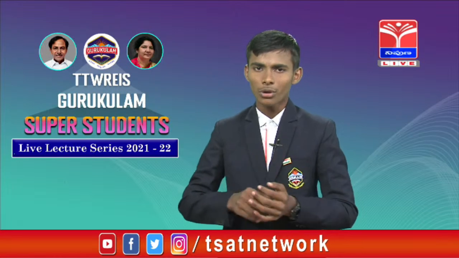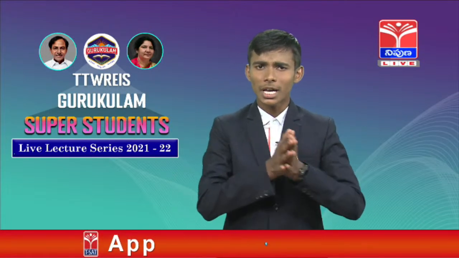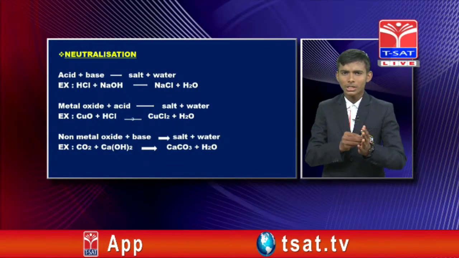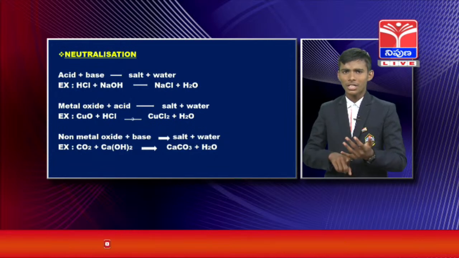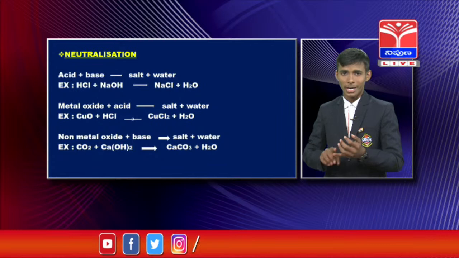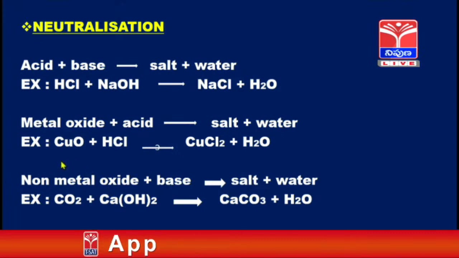Now let's discuss reactions of metal oxides with acids. Reactions of metal oxides with acids are also an example of neutralization reaction, because all metal oxides are basic in nature. For example, if you take copper oxide, copper is a metal, copper oxide is a metal oxide. When it reacts with hydrochloric acid, it forms cupric chloride salt and water. On the screen you will observe the reaction. When copper oxide reacts with hydrochloric acid, it forms cupric chloride salt and water. So it is also an example of neutralization reaction.